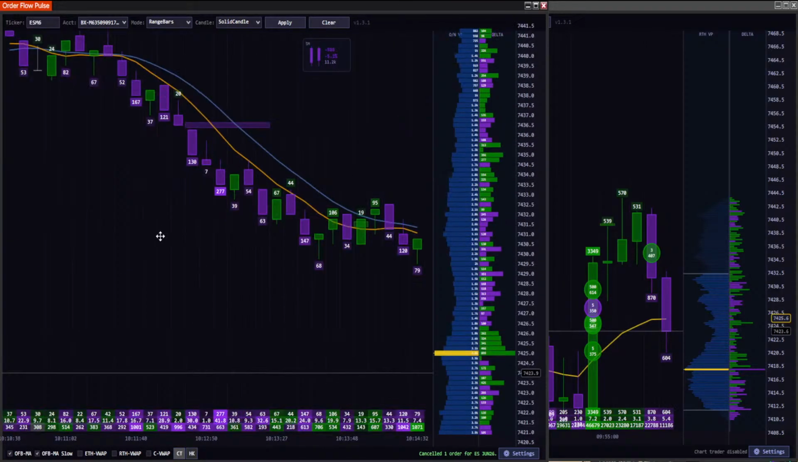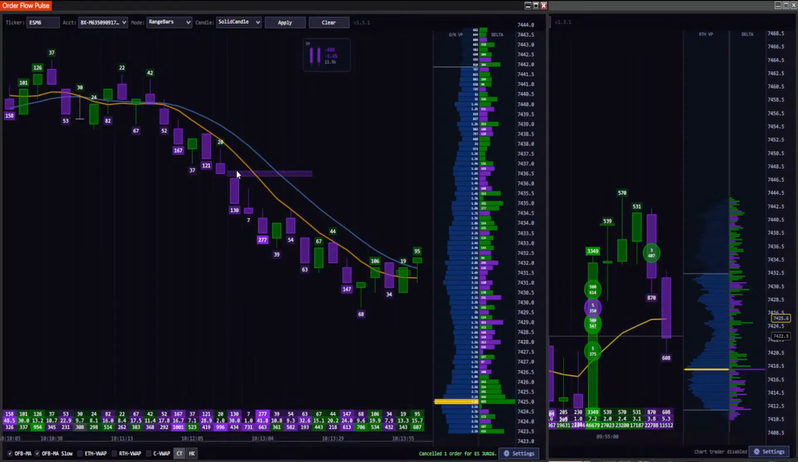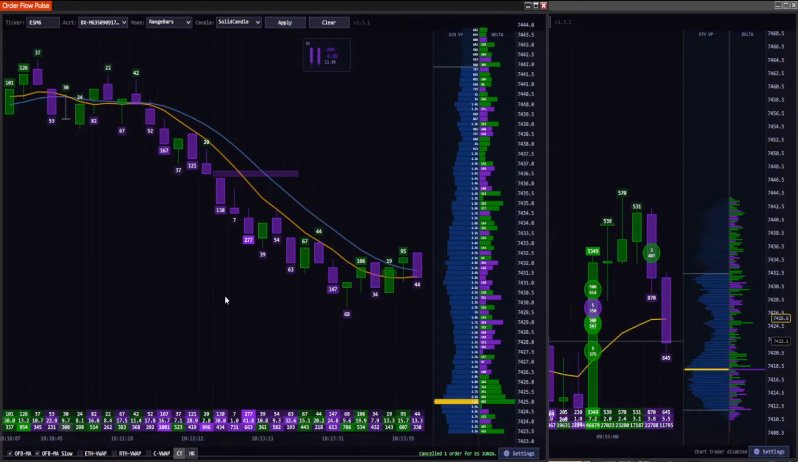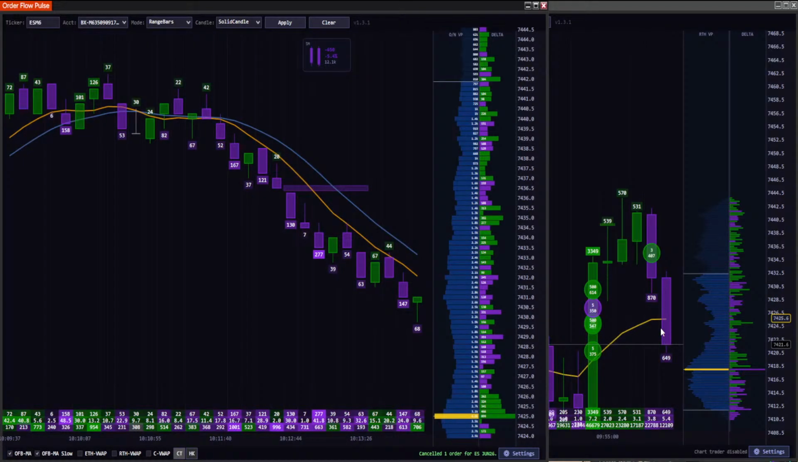So I took the short here because we had a sell imbalance. That bar going across, that's a sell imbalance. Also, you got to think about where you're at. The point of control is down here. The VWAP was down here. We just had news that ran up.